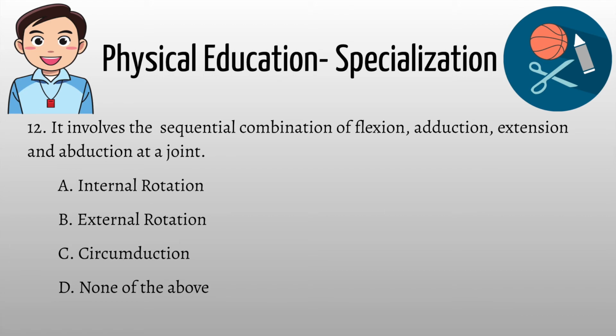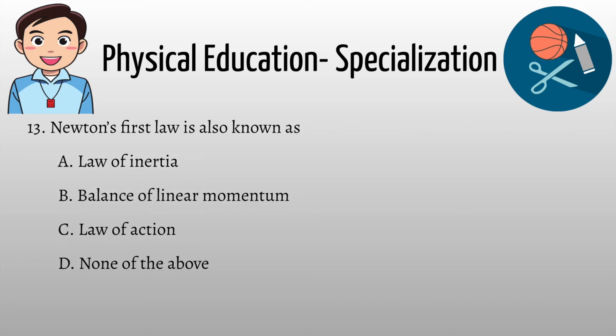It involves the sequential combination of flexion, adduction, extension, and abduction at the joint. A. Internal rotation. B. External rotation. C. Circumduction. D. None of the above. C. Circumduction.